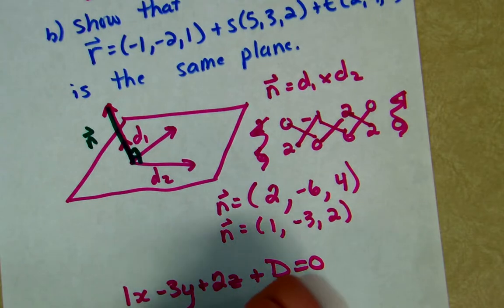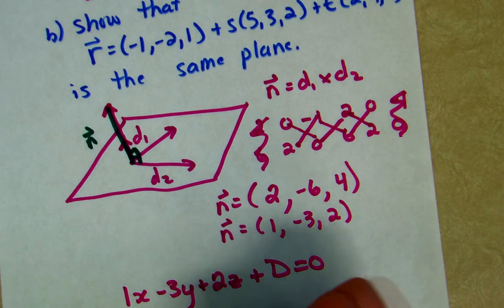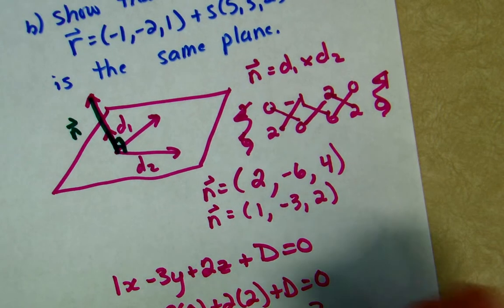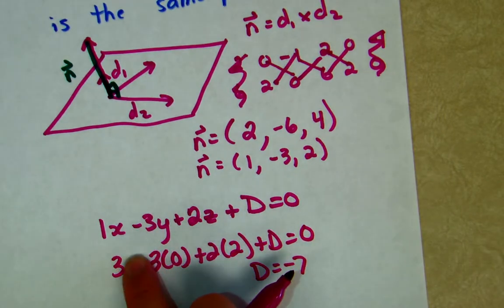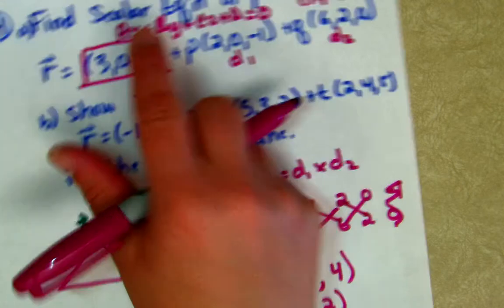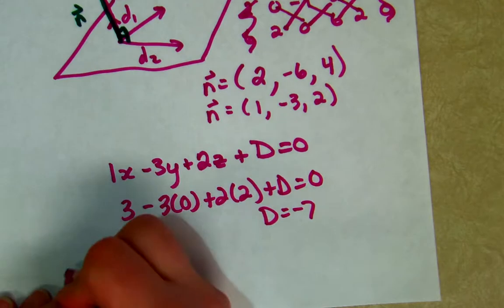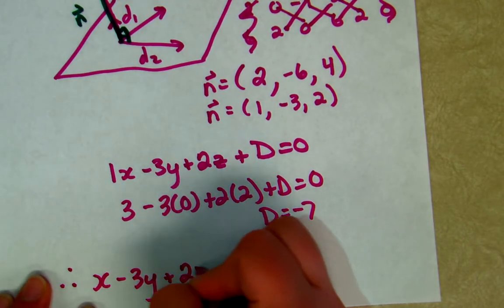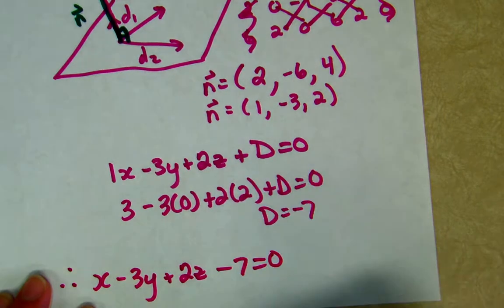So that gives me 3 minus 3 times 0 plus 2 times 2 plus d equals 0. So d is going to be negative 7. So I put 3 in for x, 0 in for y, 2 in for z, because that's the point on my plane, and I got d equal to negative 7. So the scalar equation of my plane is x minus 3y plus 2z minus 7 equals 0.